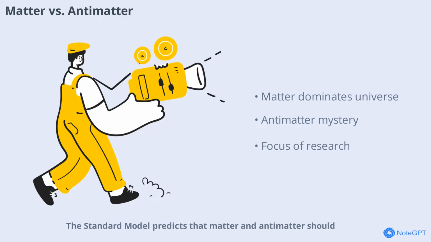One of the great puzzles in physics is why the universe is made mostly of matter, not antimatter. The Standard Model predicts that matter and antimatter should have been created in equal amounts during the Big Bang, but something tipped the balance. Understanding this asymmetry is a major focus of current research.